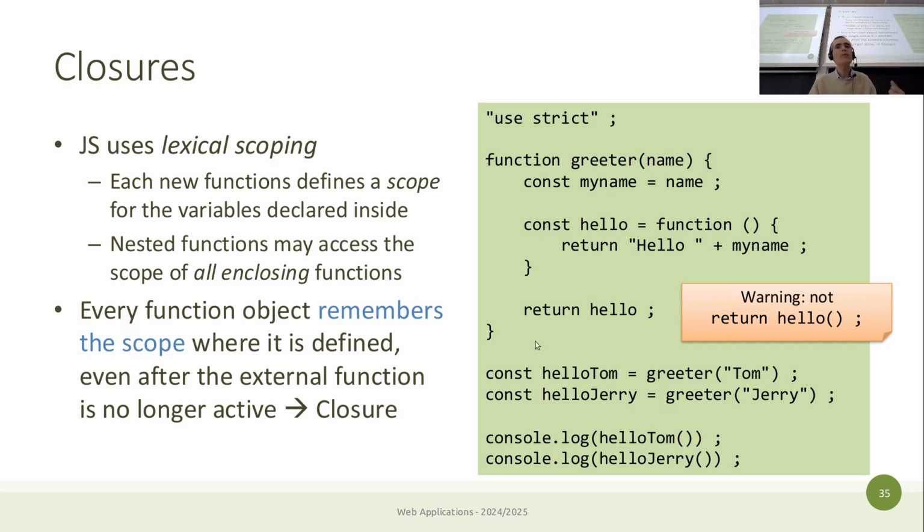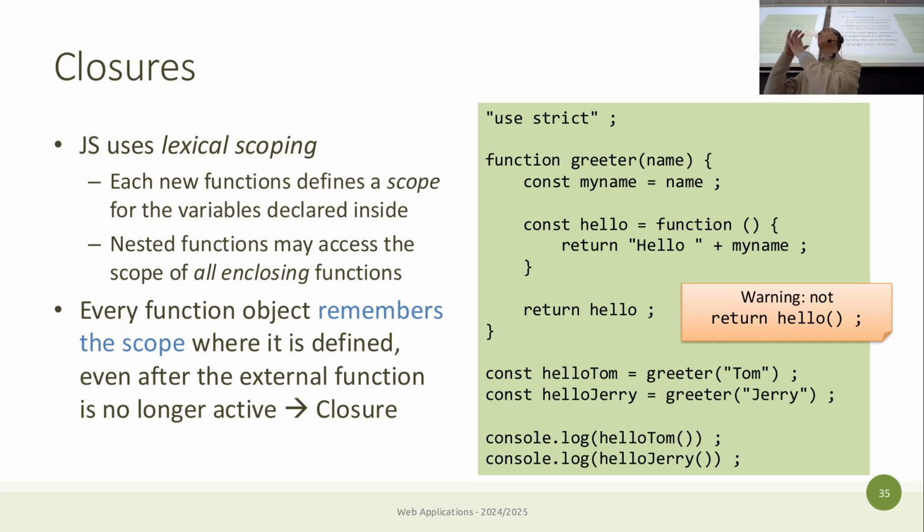remembers the value of the variable my name, even if this my name doesn't exist anymore, because it's out of scope of the function greeter, because the function greeter finishes its execution here at the semicolon, okay? Both in the first line and in the second line, okay? But the function inside has still access to the variable my name, okay, and to its value, which when it was defined, it was a certain value. In this case, was Tom for the first case and Jerry for the second, okay?